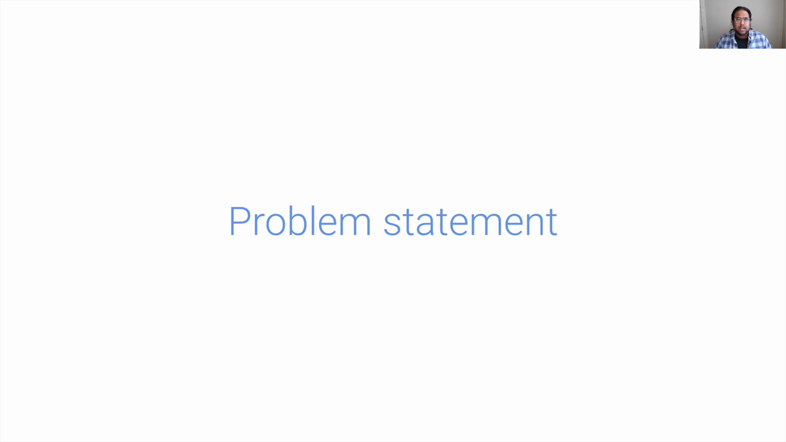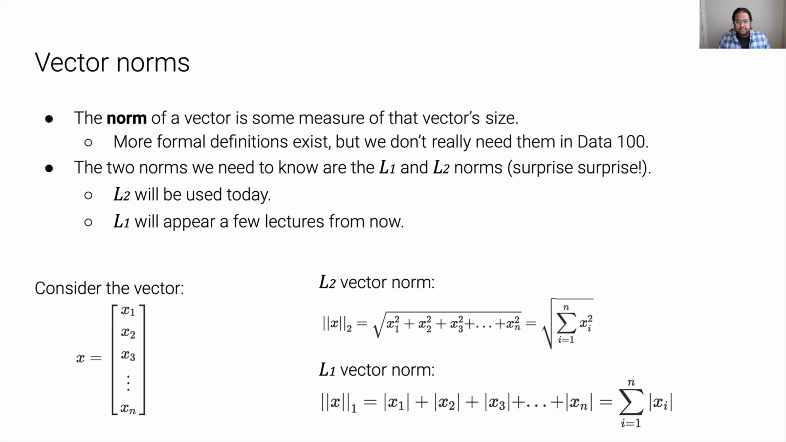So in this video, I'm going to start off by looking at 2 seemingly unrelated ideas, and then at the end, I will sort of combine them and hopefully things will start to click. Let's start off by talking about vector norms. The norm of a vector is some measure of its size. Now, there are more formal definitions of vector norms that you may have seen in your linear algebra course, but we don't really need them for our purposes.